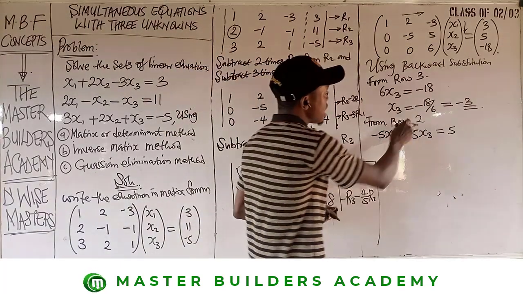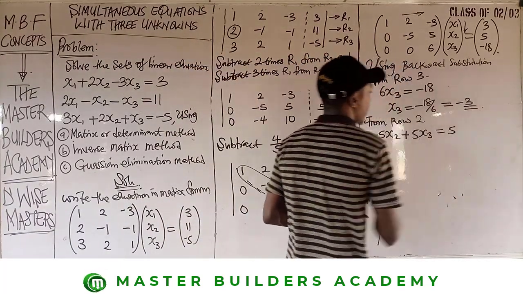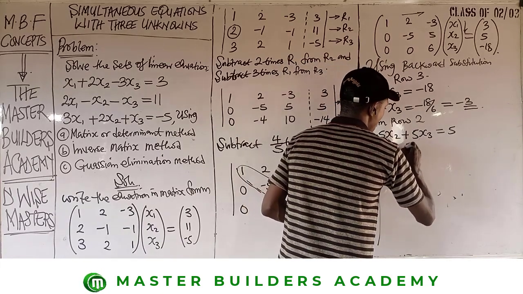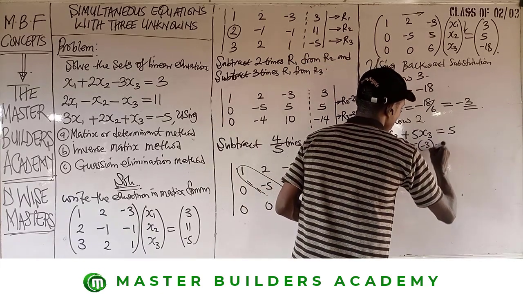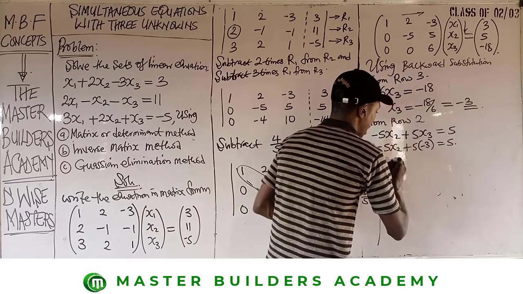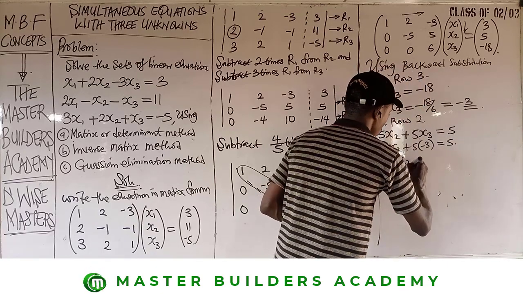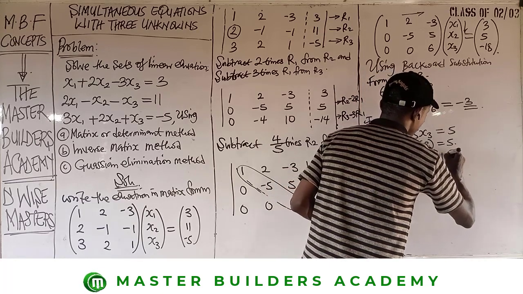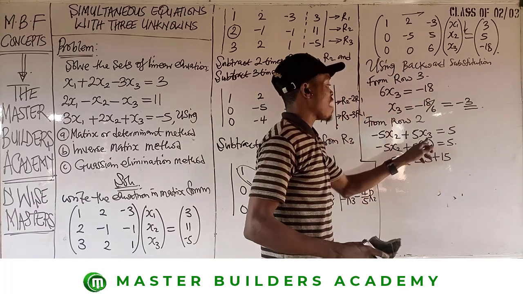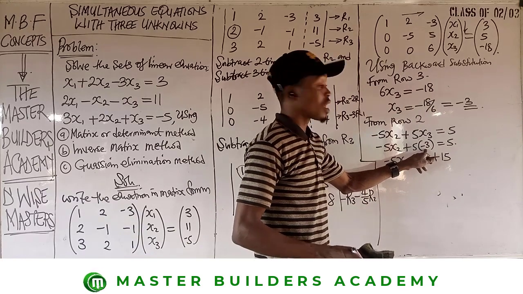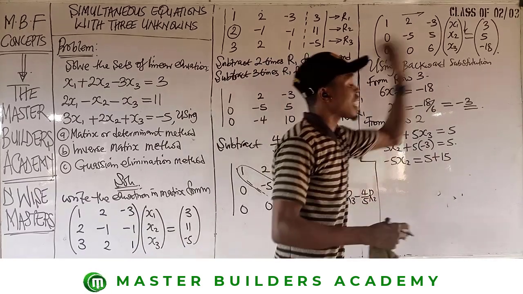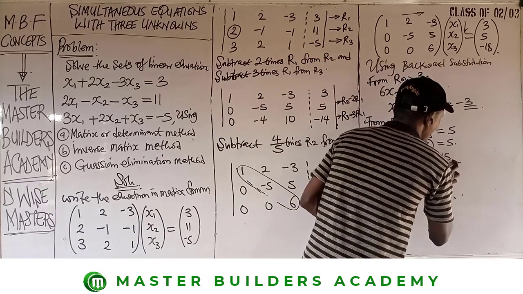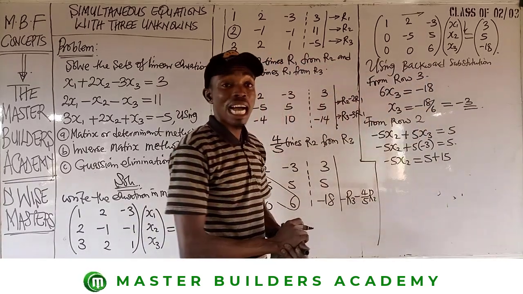And now, what is the value of x3? This becomes minus 5x2 plus 5 times minus 3 is equal to 5. And then minus 5x2 is equal to 5 plus 15. Remember, plus 5 multiplied by negative 3 will give us minus 15. As we take it across the side, we have plus 15. And automatically, when we add this together, we will have it as 20.